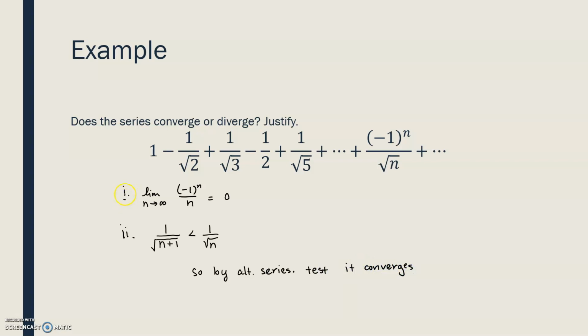These are the 2 parts. You check the limit of your terms, make sure you get 0. And if that fails, then you're done because of nth term test. And if that passes, then you check to make sure that your terms are each a little bit smaller than the one before. So that's the alternating series test.